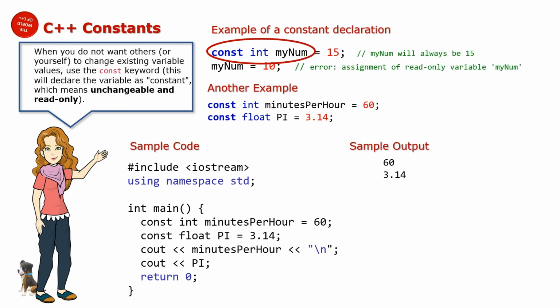Let us have the C++ constants. When you do not want others, or yourself, to change existing variable values, use the const keyword. This will declare the variables as constant, which means unchangeable and read-only. Study the sample code, and observe how the const keyword is used.